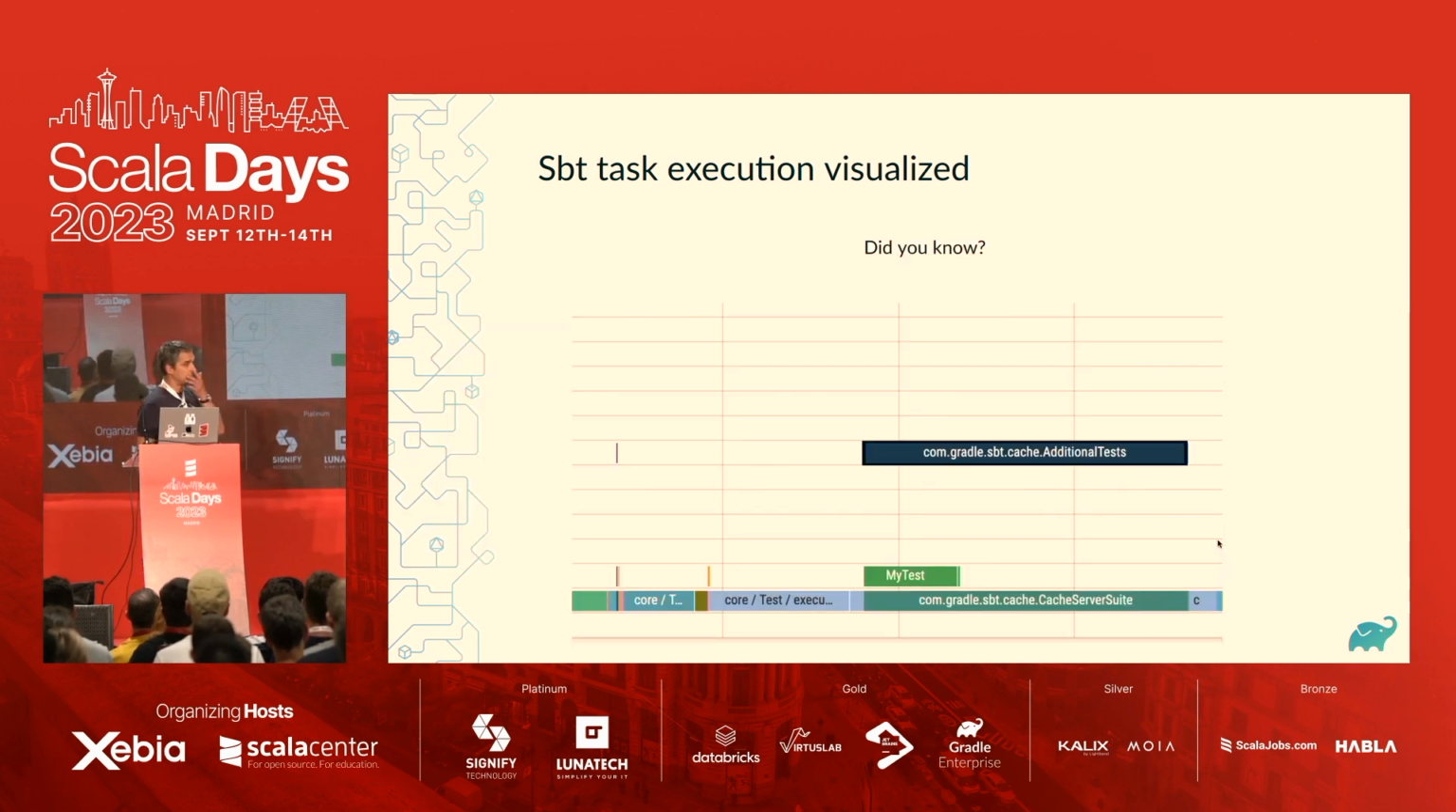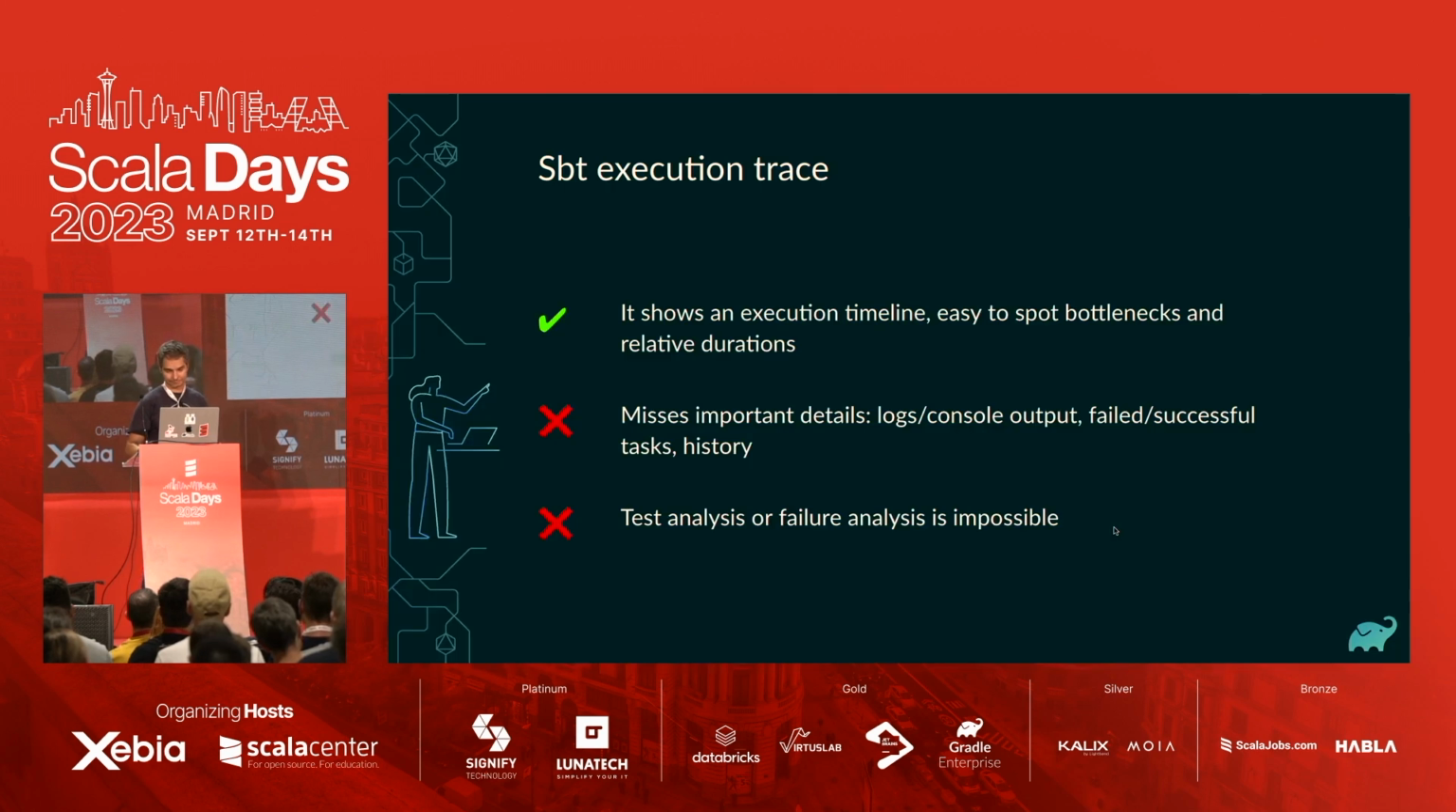By the way, I hadn't noticed that before I actually looked at the trace myself, that test suites are run by default in parallel in SBT. Each one becomes a task. So I have cache server suite, additional tests, and my test, and they all get executed in separate threads. That's great if you don't have any global state being mutated by one of the tests. But that's neat. However, perhaps you would not expect it, but if you run your tests in a forked JVM, that's no longer the case. So they would be sequential.